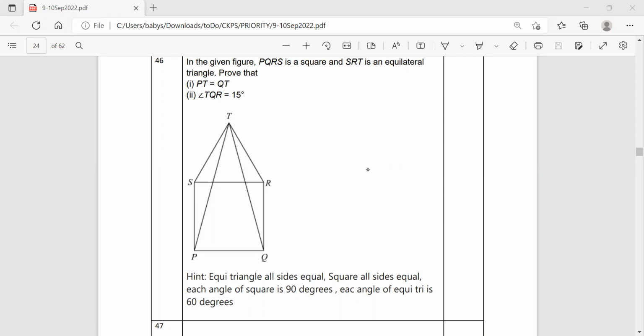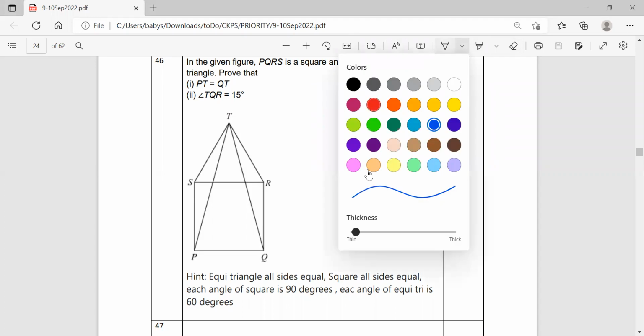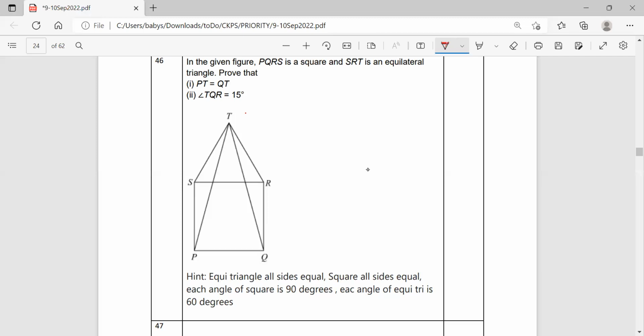So what I'll do is I'm going to just try to see if I can show it to you here. If not, I will try to write it in a separate platform. So let's see. It says in the given figure, PQRS is a square. All right. So I'll just mark out that portion in, let's say, red. You can see, PQRS is a square. You can see what I'm doing here, I'm just marking that. Okay.